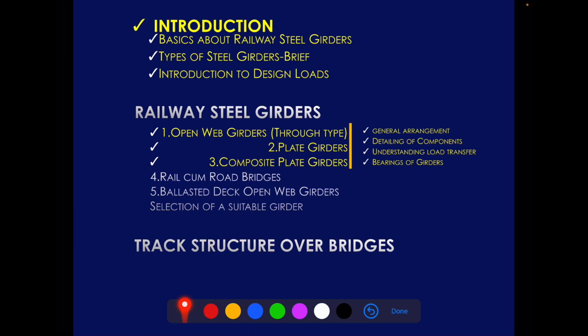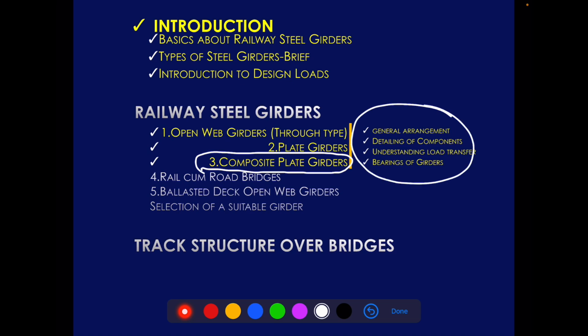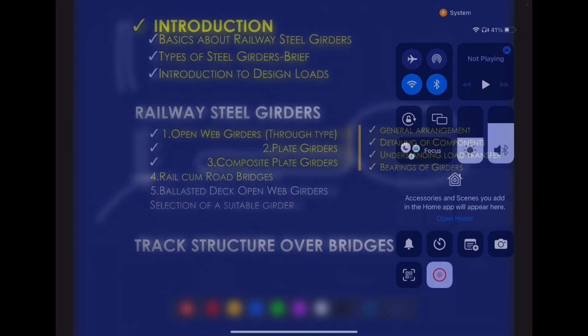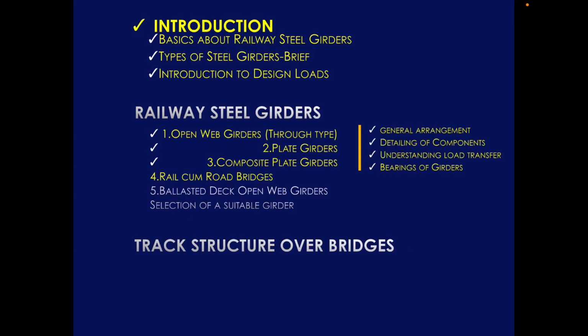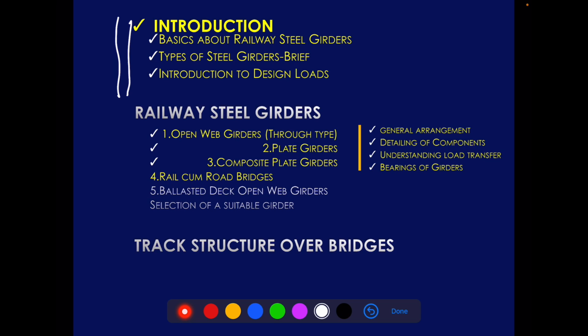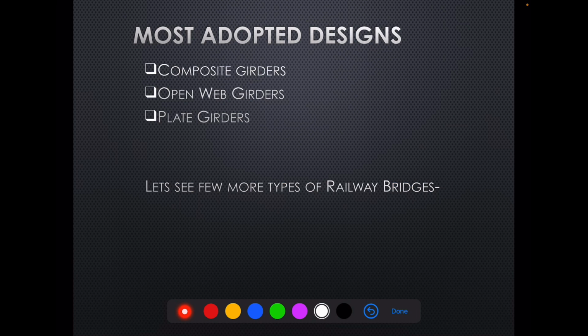Now we have finished composite steel plate girder in totality, covering all these four aspects. We have finished the introduction portion, and we have finished three types of steel girders. Now we will move on to the rail cum road bridges. Hello. So now we have finished the introduction part, and we have also finished these three girders. Now we will start to look into rail cum road bridges.